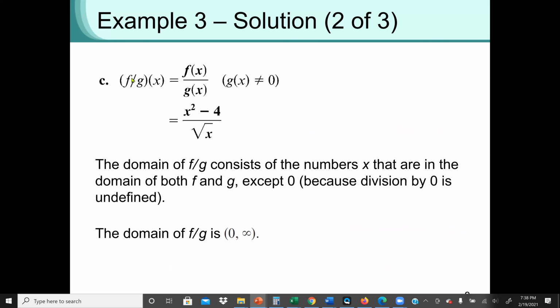Then C, we're looking for the quotient of f by g. So f at x divided by g at x. Since g at x is not equal to 0, our answer will be x squared minus 4 divided by square root of x. X squared minus 4 again is f at x. Square root of x is g at x.